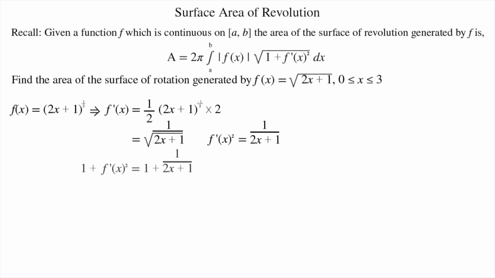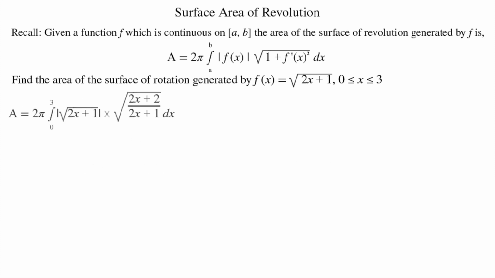Now, 1 plus f prime of x squared is equal to 1 plus 1 over 2x plus 1. If we write 1 as (2x plus 1) over (2x plus 1), we can then combine the two fractions to obtain (2x plus 2) all over (2x plus 1). Now, the area A we are looking for is equal to 2 pi times the integral from 0 to 3 of the absolute value of the square root of 2x plus 1 times the square root of (2x plus 2) over (2x plus 1). But the absolute value of the square root of 2x plus 1 is just the square root of 2x plus 1, since by convention we always take the positive square root.